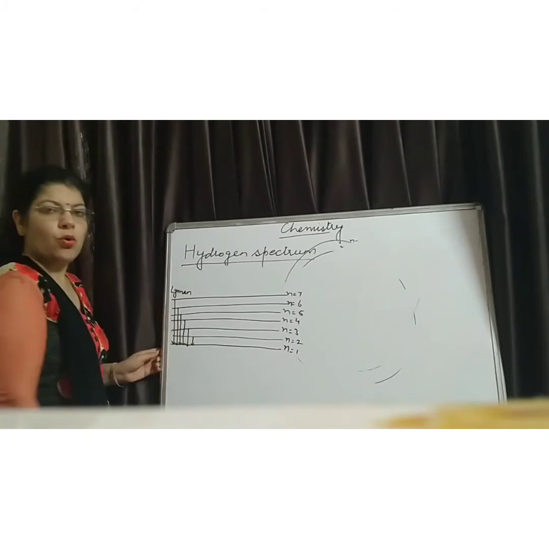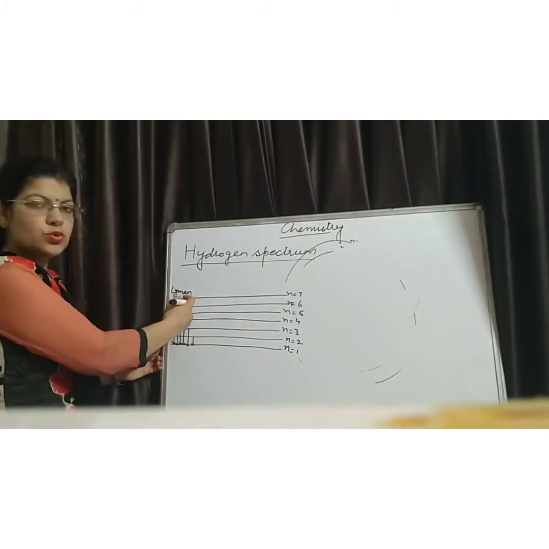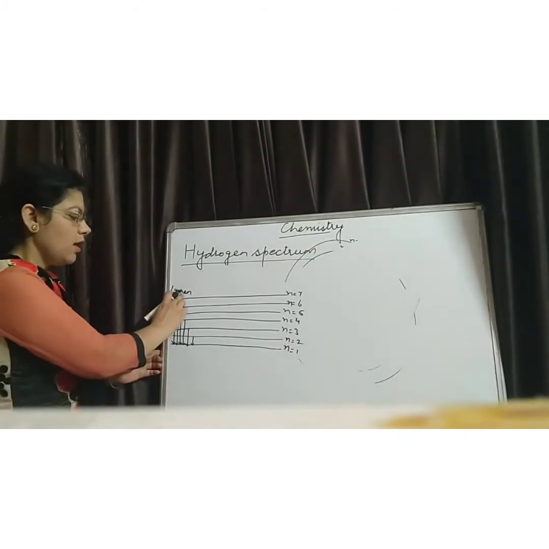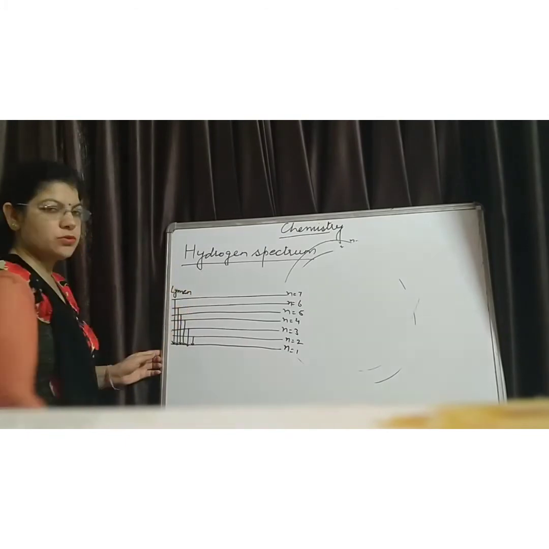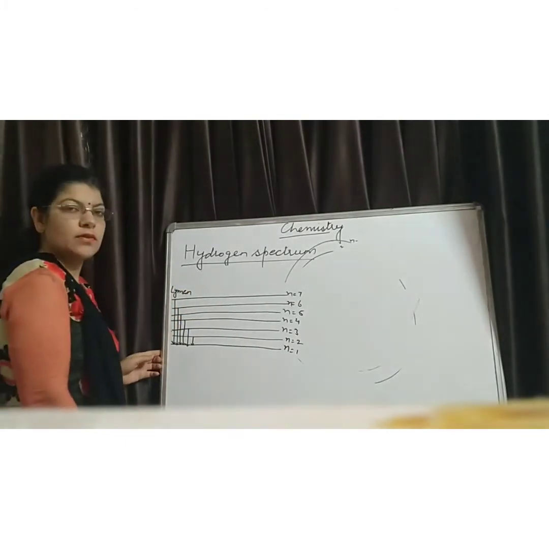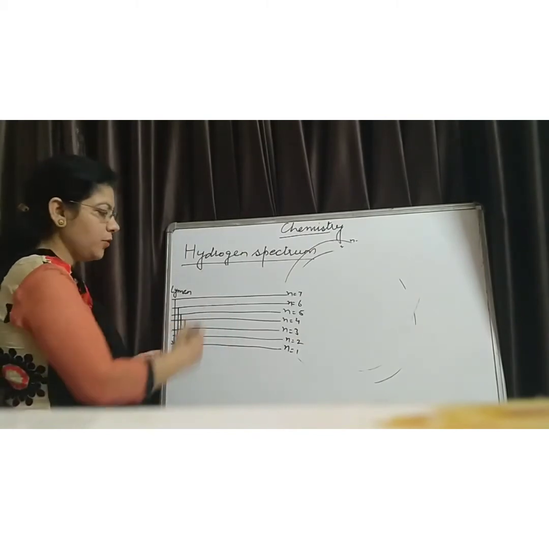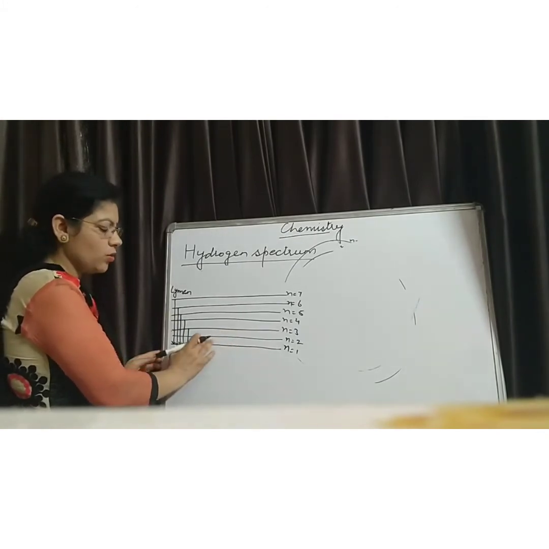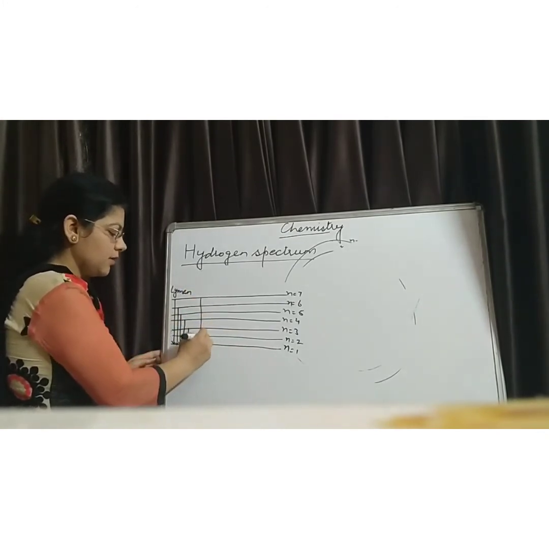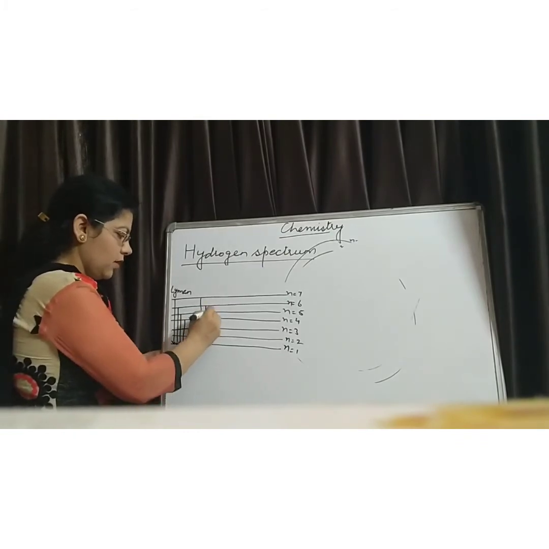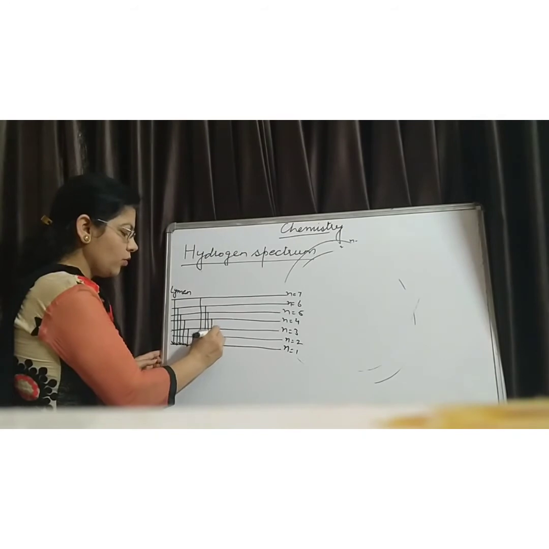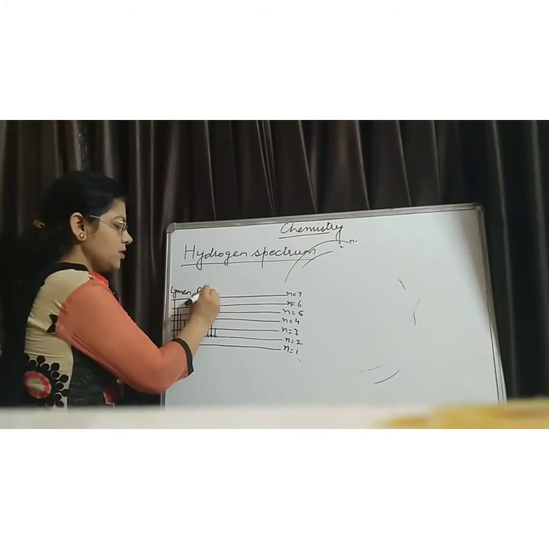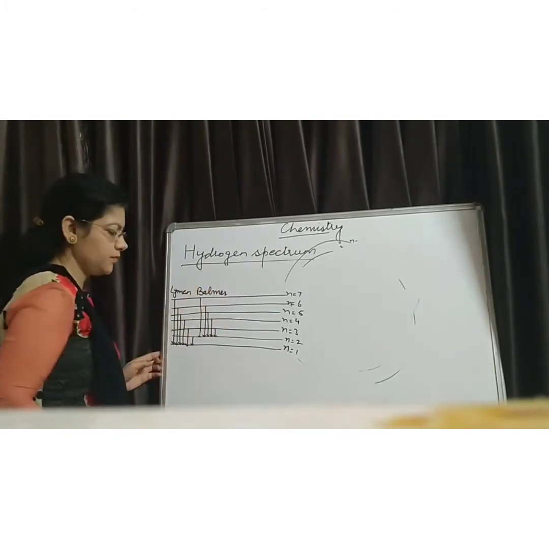This line in which all the excited state electrons will jump into the ground state, that series is known as the Lyman series for the hydrogen atom. When the excited electron in hydrogen jumps from an excited state to the second shell, then different radiations are observed. That series is known as the Balmer series.